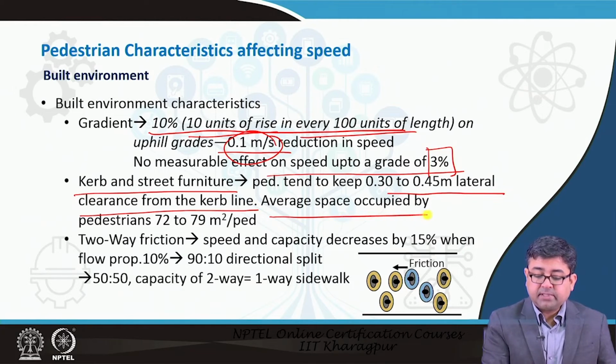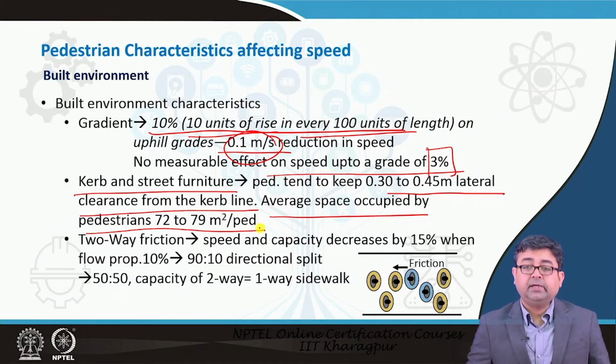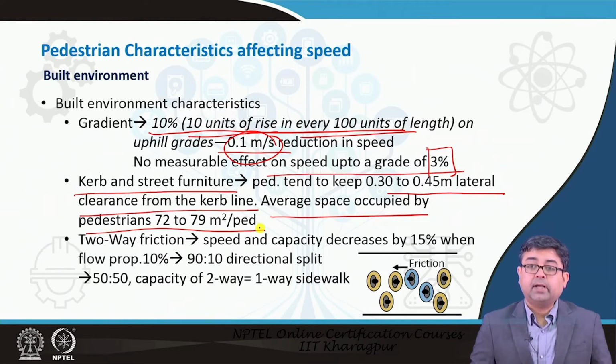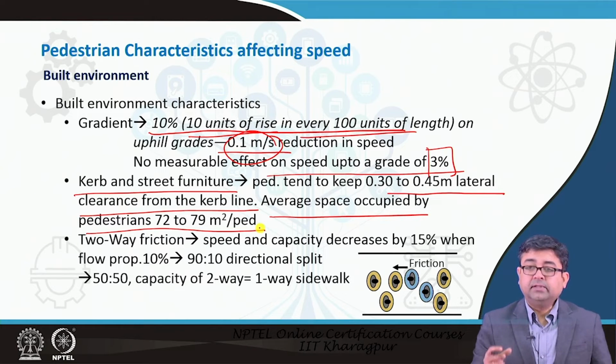So, then the average space occupied by the pedestrians is 72 to 79 meters square. So, one person on an average occupies maybe an average of 75 meters square on that footpath. So, given this lateral distance that we leave from the curb line and that space that we actually need to travel, there is an impact on speed.